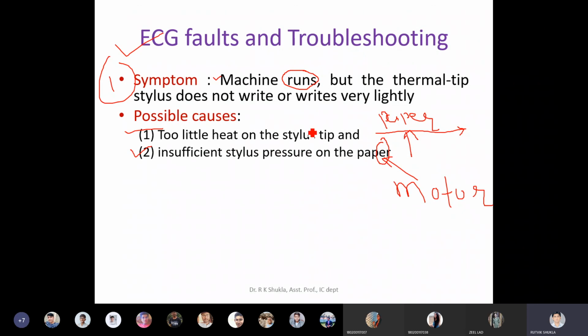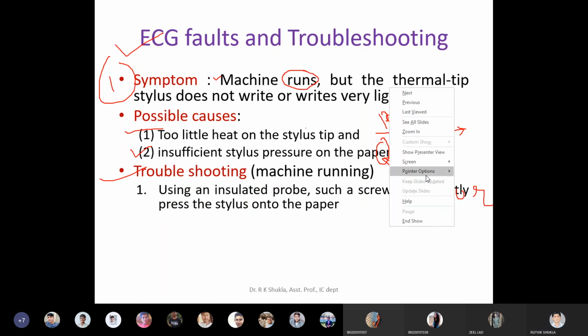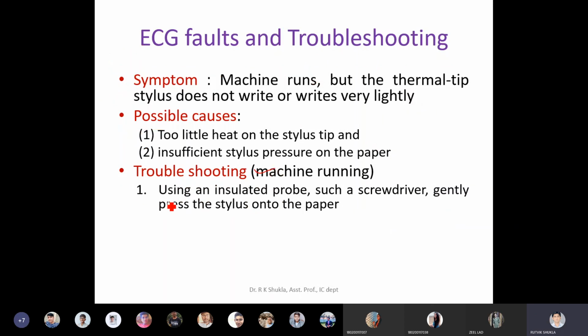So like here, likewise here there may be a little heat or there may not be sufficient pressure on the paper. So troubleshooting is keep the machine running. Let's see what they are going to do in this case. Keep the machine running. Using an insulated probe such as a screwdriver, gently press the stylus onto the paper.